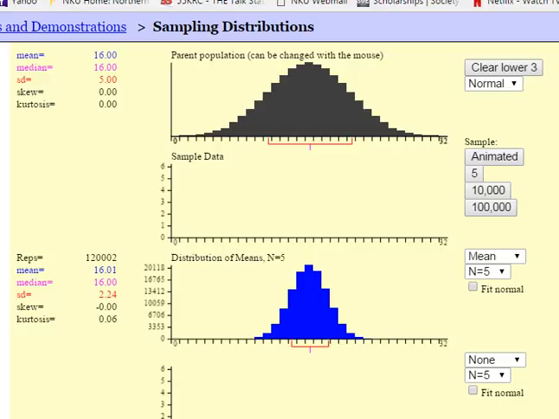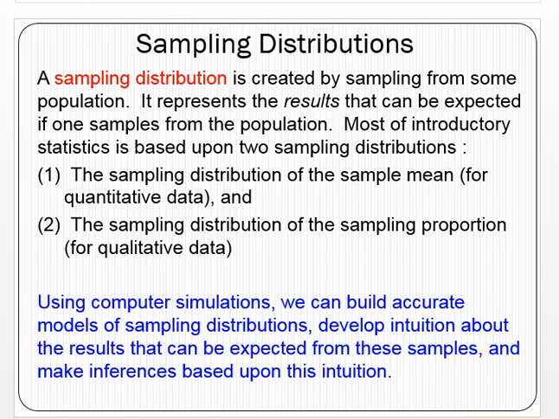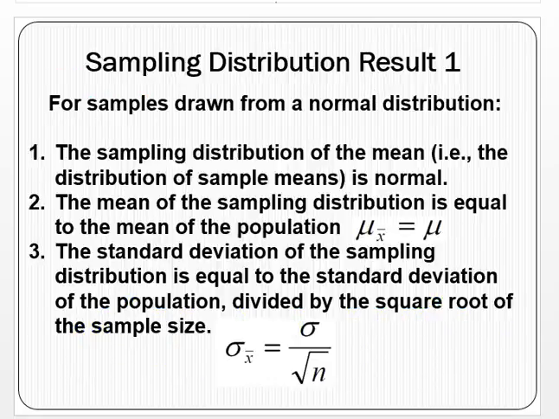These results are, going back to my PowerPoint file, on the next page, which says sampling distribution, this is result 1, for samples drawn from a normal population. The sampling distribution of the mean, which is again the histogram of sample means, is normal. The mean of the sampling distribution is equal to the mean of the population. What we saw there is that the population has a mean of 16, and the sampling distribution also has a mean of 16.